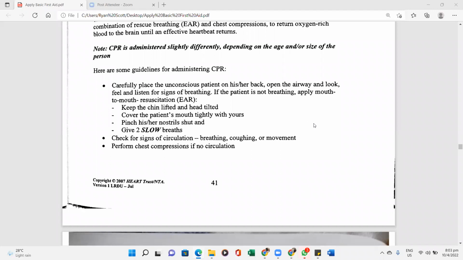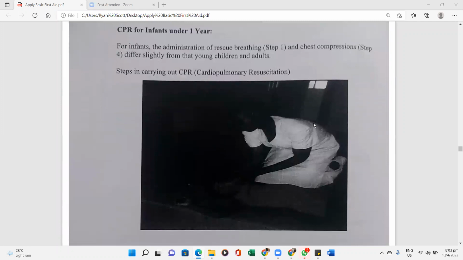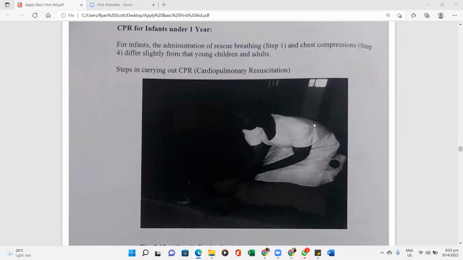Scroll down. Okay, this picture is not the best of them all. Not sure if it's showing, right? We'll have to go through some videos. So for the infant, right? CPR for infant. All right, so for infants, the administration of rescue breaths and chest compressions differs slightly from that of young children and adults. The steps in carrying out the cardiopulmonary resuscitation.